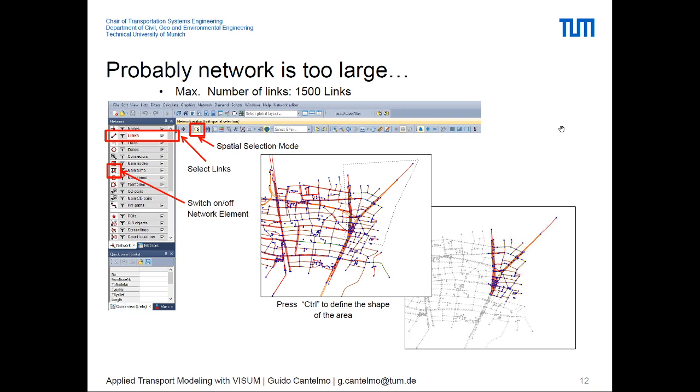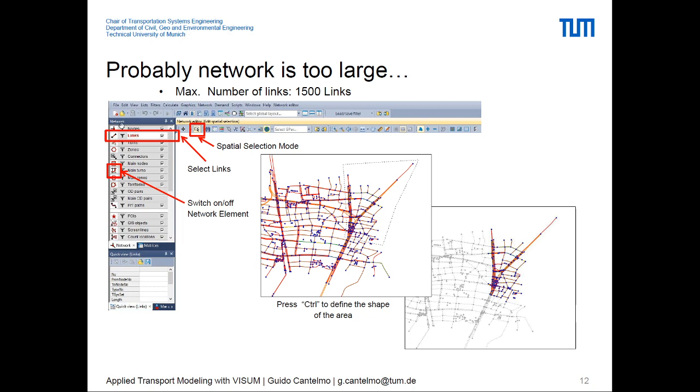As we mentioned before, the network that you are using is probably going to be too large. You might want to cancel part of the network. And this is what you can do. What you can do is to select links, spatial selection mode, select links, and interact with the network. Now, what are we looking at here?